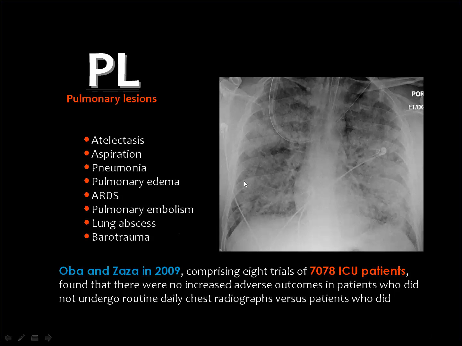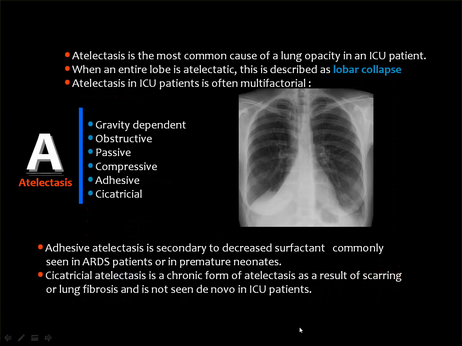Then the pulmonary lesions, as I have mentioned, include atelectasis, aspiration, pneumonia, pulmonary edema, acute respiratory distress, embolism, abscess, and barotrauma. This is a research series which came to a conclusion that there is no increased adverse outcome in patients who did not undergo routine daily chest radiographs versus patients who did. That is to say that it is not essential to do a routine daily chest radiograph for the ICU patient, and it is only reserved for real indications.